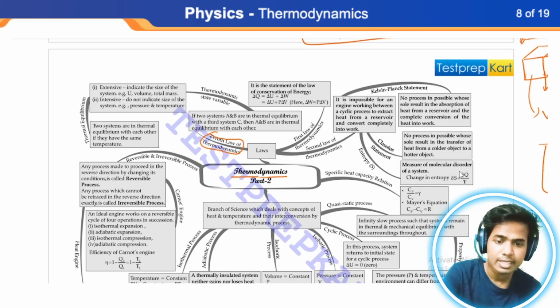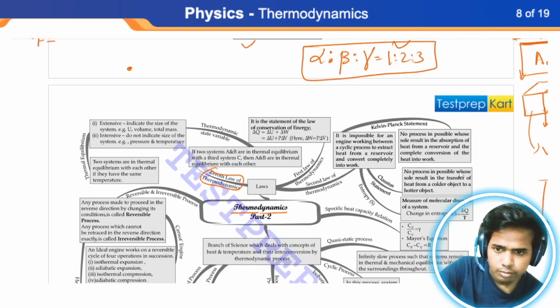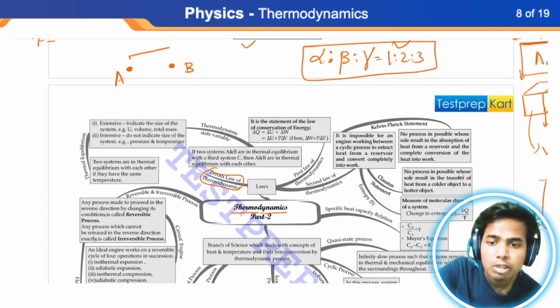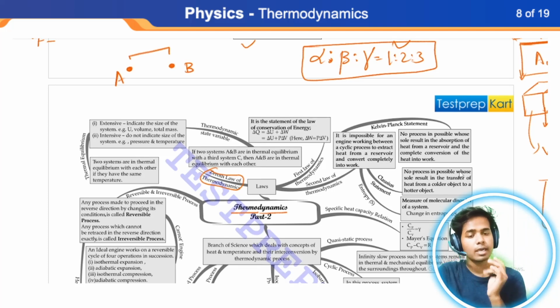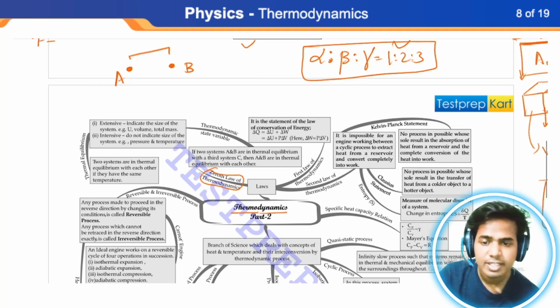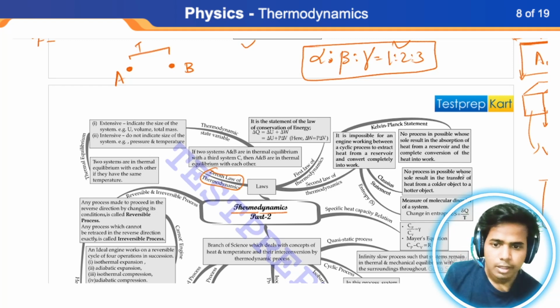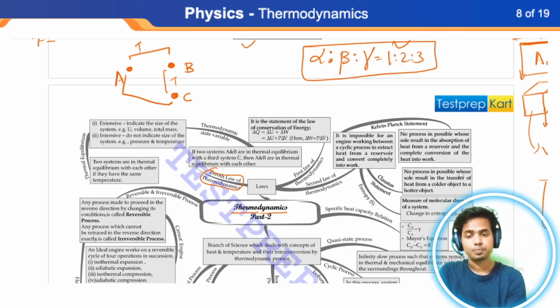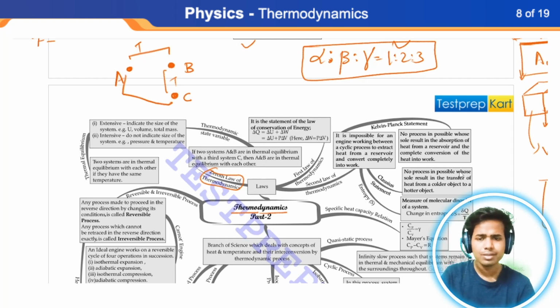And what this basically says is, if A and B are two systems in thermal equilibrium, it means they have the same temperature. And if the second body is in thermal equilibrium with another body, it means having the same temperature. Then this law says that these two bodies should also be in thermal equilibrium. This seems to be very obvious, but this is basically the zeroth law.